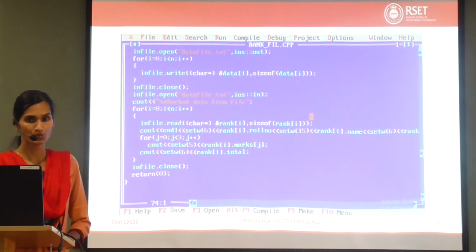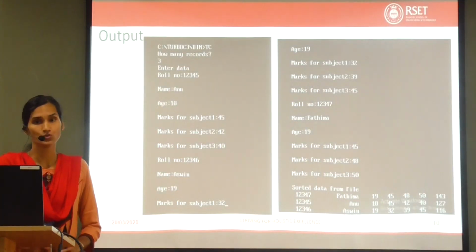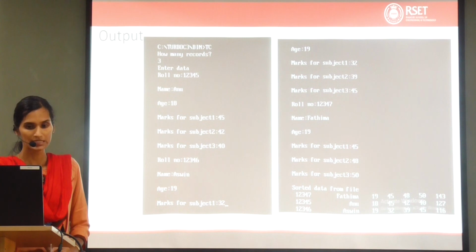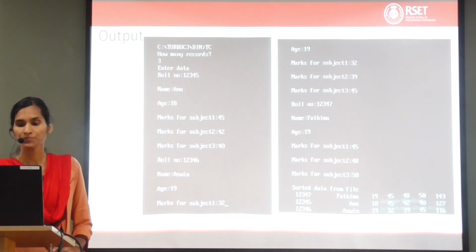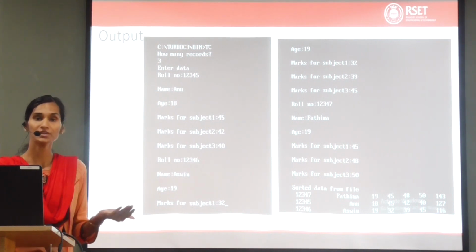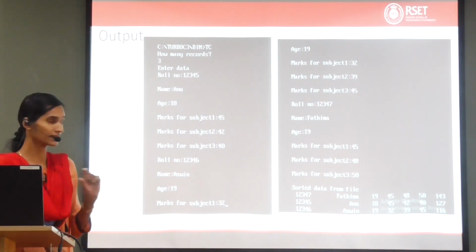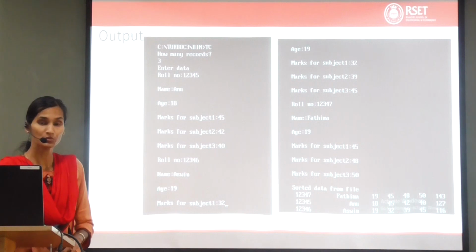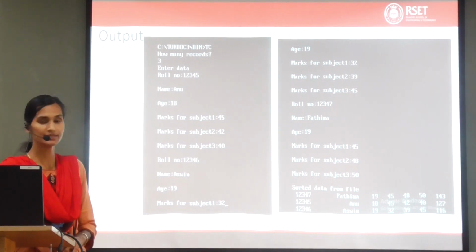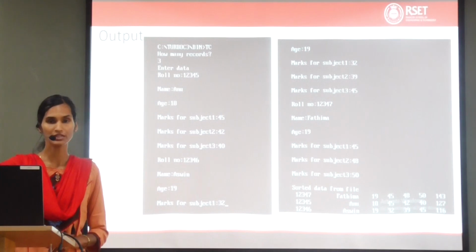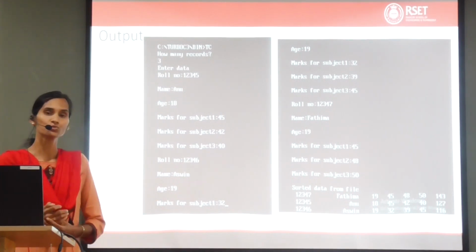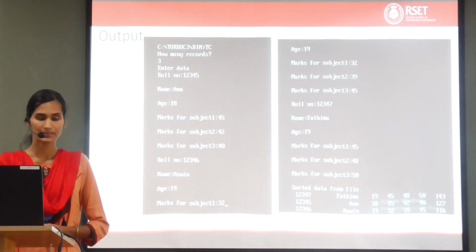Now once we run this program, we can see the output as follows. So as you can see, the user input is given: how many records, enter data for all the 3 records. I have given 3 records here. And once all the 3 records are entered, it is written onto a file, and from that file we read it back onto the console, and the final 3 lines show the information we have read out from the file, and that is the rank list. So this is how we can use a structure in our files.